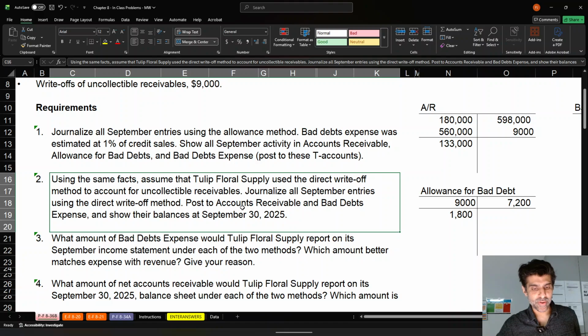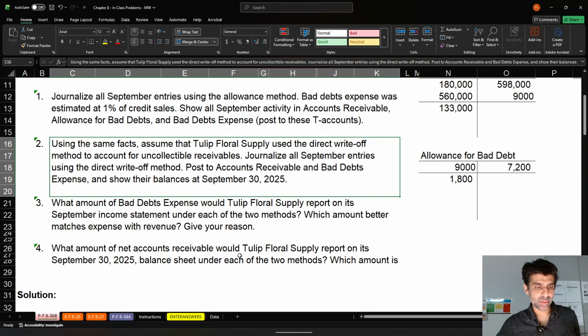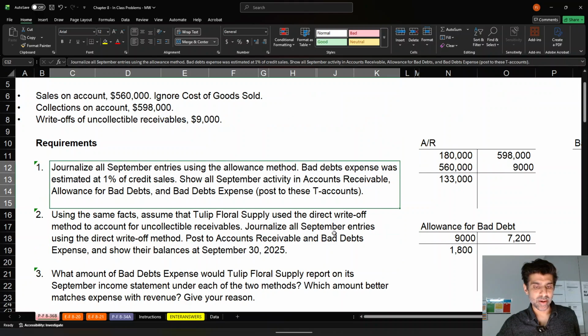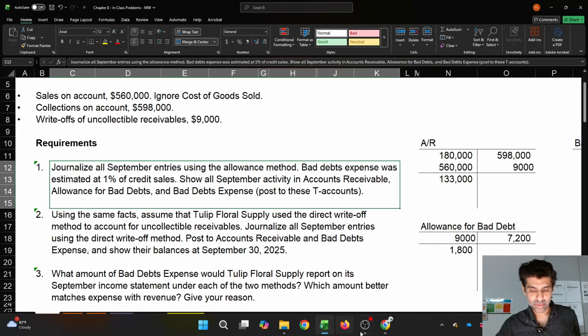Why don't we skip number 2 for now? It's asking us to use this information to do direct write-off. Just skip that for now, and just finish number 1. What is the adjusting entry? Let's just stick to that for now, and then we'll maybe do number 2 together.